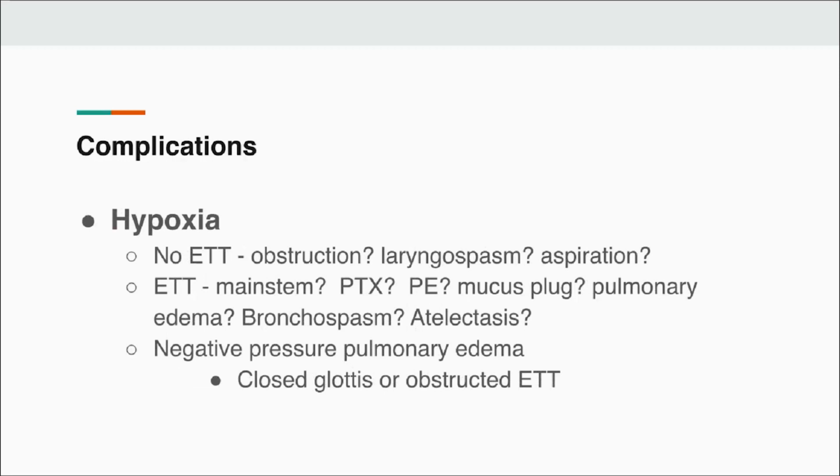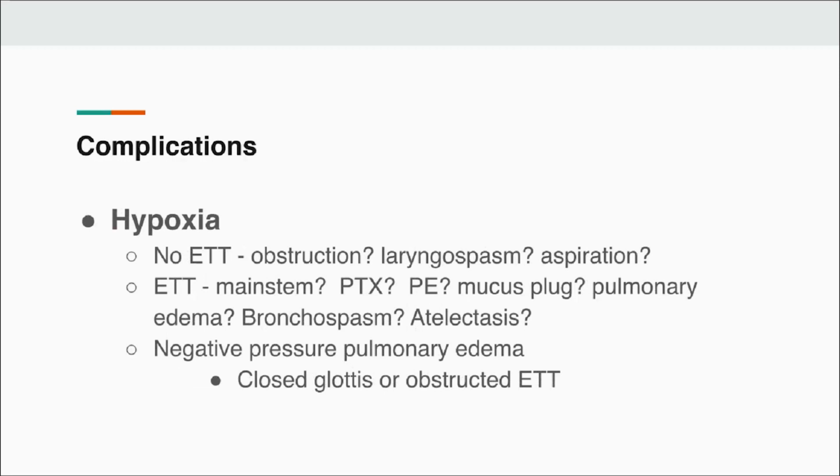But if we do have an endotracheal tube, then obviously obstruction and laryngospasm are taken out of the picture, but we still could have some issues. Did the tube migrate? Did it main stem into either the right or the left main stem bronchus, so we're only oxygenating and ventilating one lung? Do we have a pneumothorax? From our side, did we provide too much pressure, which caused a rupture of a bleb or a pneumothorax?